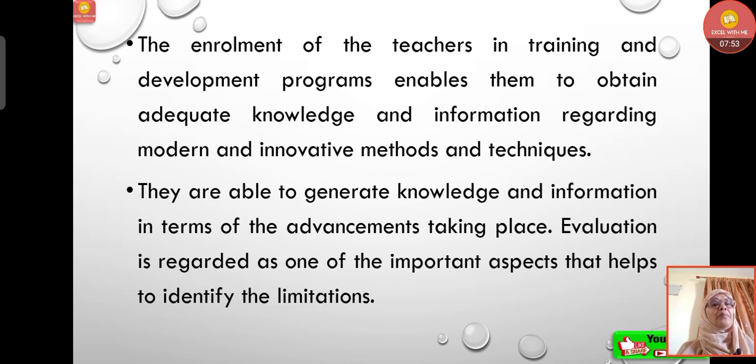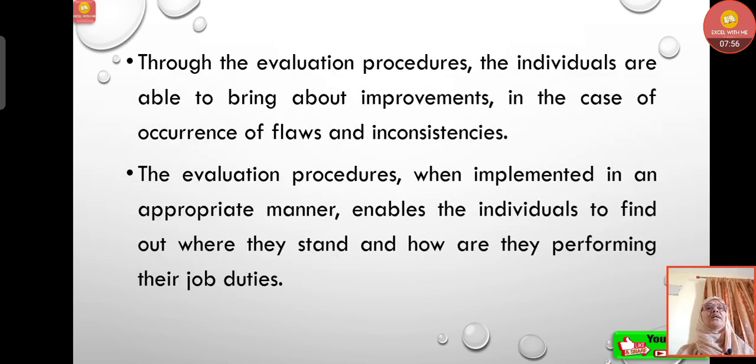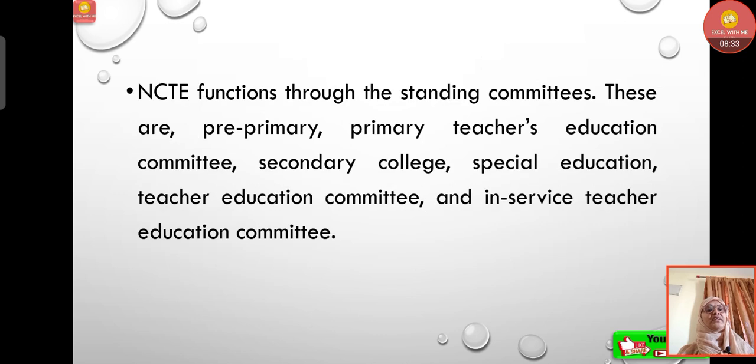Evaluation is regarded as one of the important aspects that helps to identify the limitations. Through this we can understand the evaluation procedures are also very important. Improvements are necessary. Time to time improvements are done. From here, mainly understanding knowledge generation is given importance. Now, evaluation procedures are also taken care of, not just end of the course examinations. They have come to formative and summative assessments, to take them to stand for performing their job duties also, like aptitude tests and all.